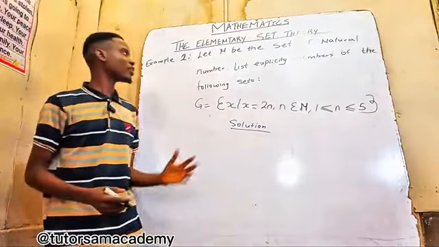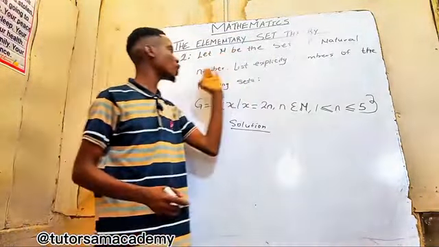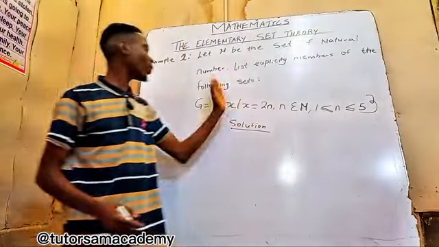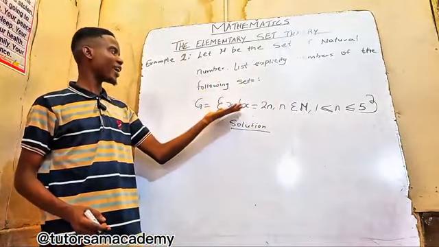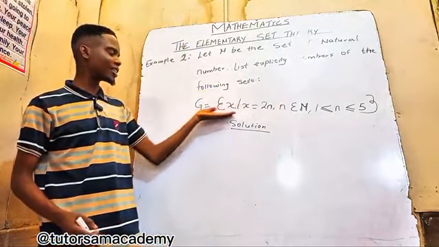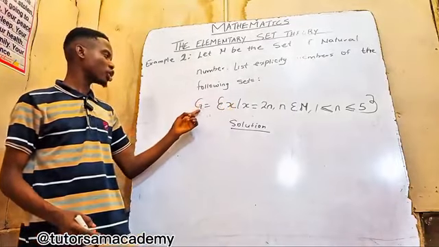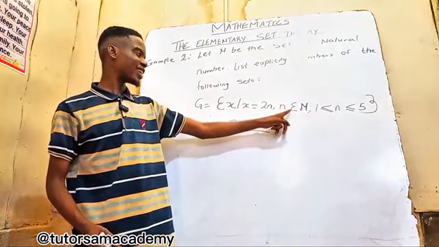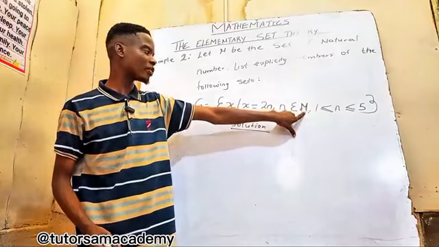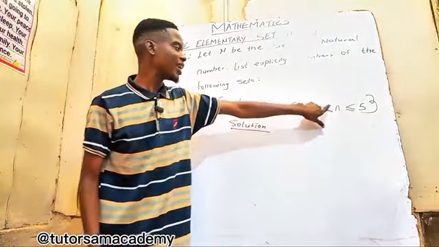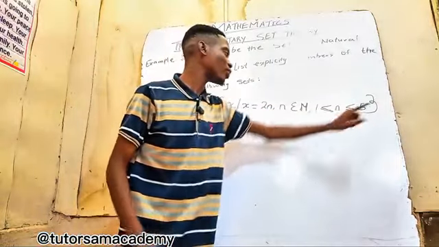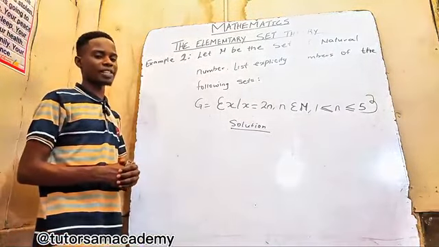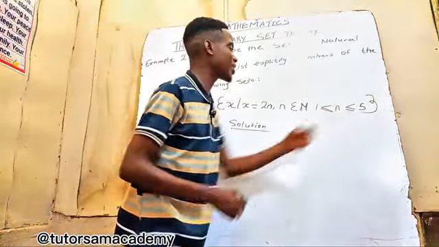All right, example 2. The question says, let N be the set of natural numbers. List explicitly the members of the following set. That is, if N is the natural numbers, we should list the members of this set: X belongs to G such that X equals 2n, where n is a member of the natural numbers, 1 less or equal to n, less or equal to 5. This is a descriptive method of describing a set, so we list it.